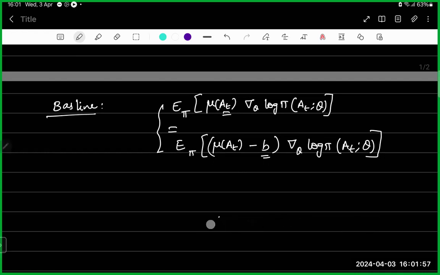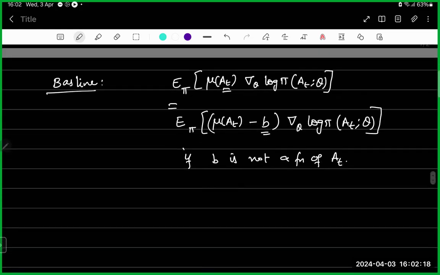So let me show you that first. Let me show you that both these things are equal. This is the claim that both these things are equal if b is not a function of a, okay.